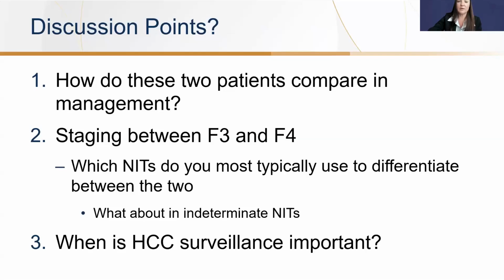Again, if you have indeterminate non-invasive tests, always consider liver biopsy. That's still a perfectly acceptable option to try to determine what stage of fibrosis our patients have. And as far as HCC surveillance, look at the risk factors in your patients with F3 fibrosis to determine if they need to be screened every 6 months. And then, of course, for our cirrhotics or F4 fibrotics, screening them for HCC every 6 months needs to be on your list.